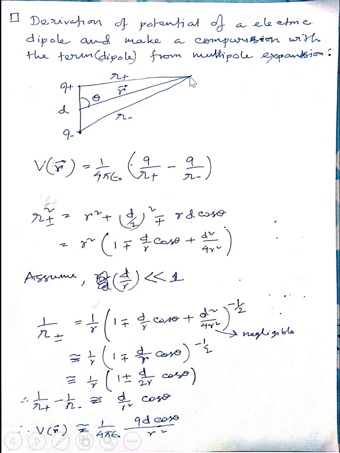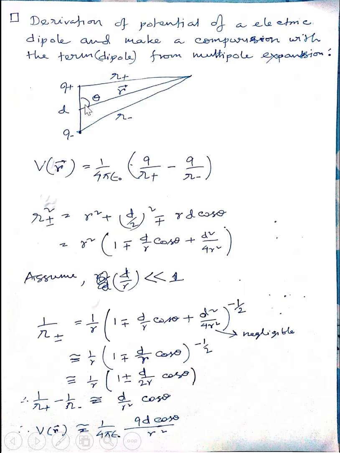And if I want to calculate the potential here, then obviously if you apply the simple formula, you can find this expression: 1 by 4 pi epsilon 0 q by r plus. The r plus, curly r plus, is the distance from plus q to the point where I am going to find the potential. And similarly for minus q.